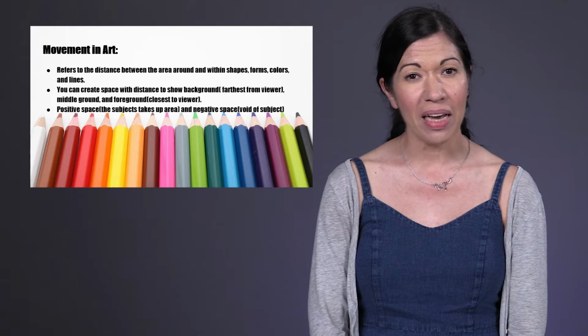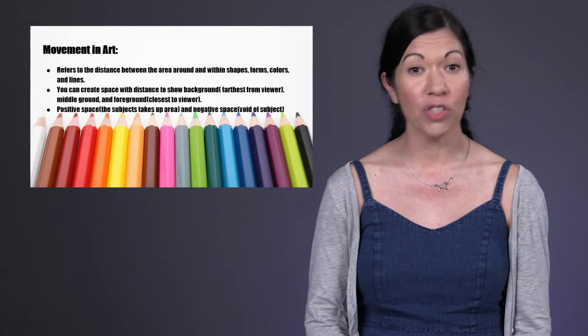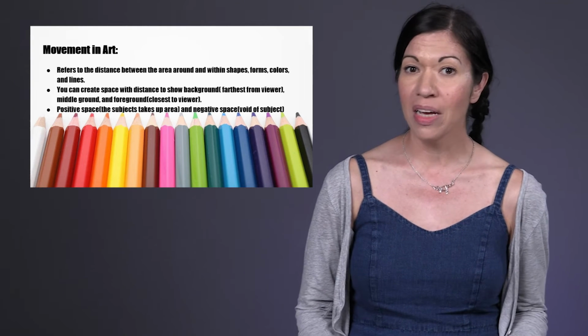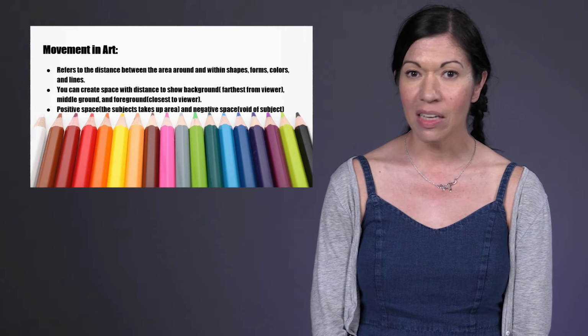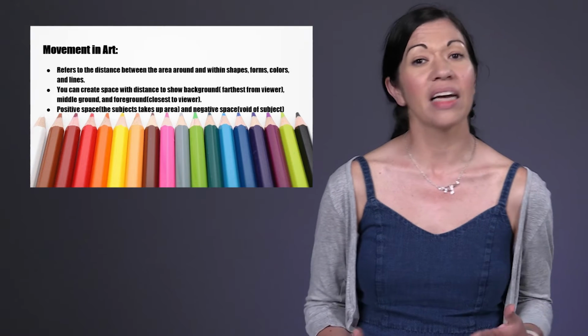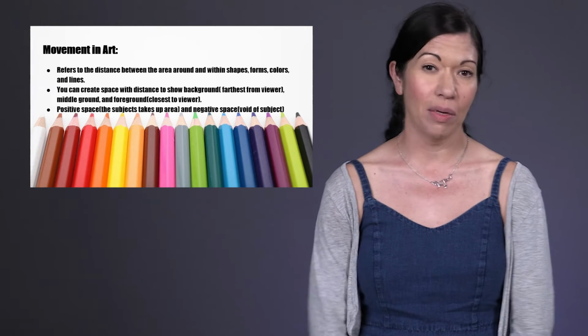You can create space with distance to show background, which is farthest from the viewer, middle ground, and foreground, closest to the viewer. Positive space, the subject takes up an area, and negative space, which is void of the subject.